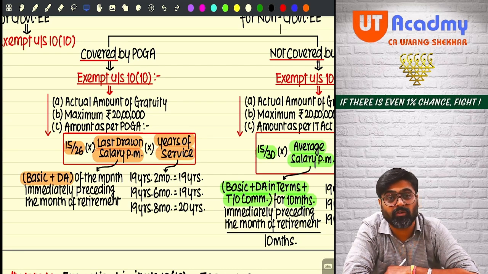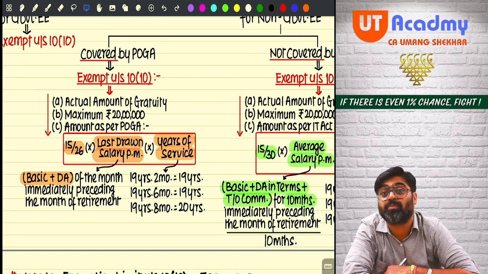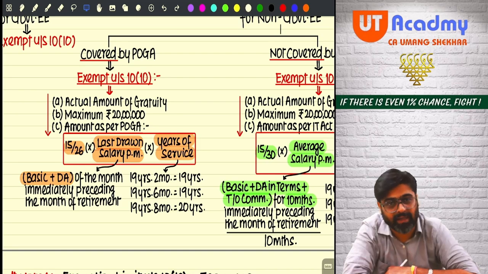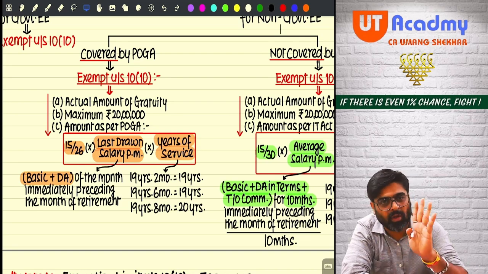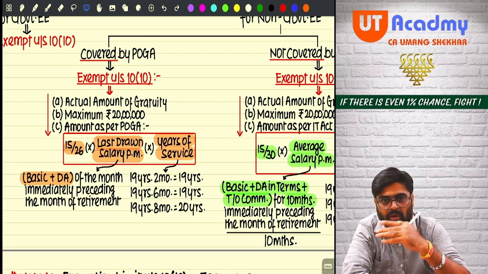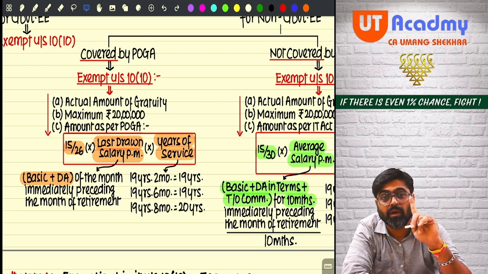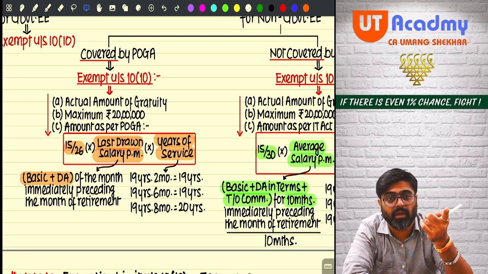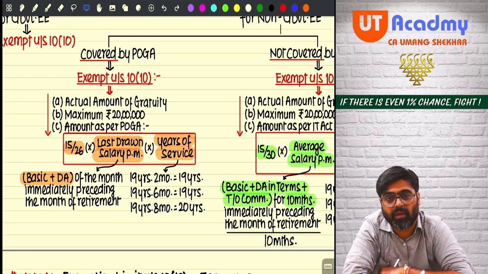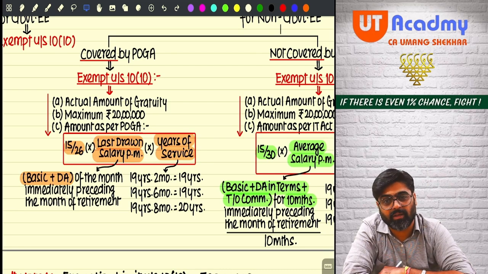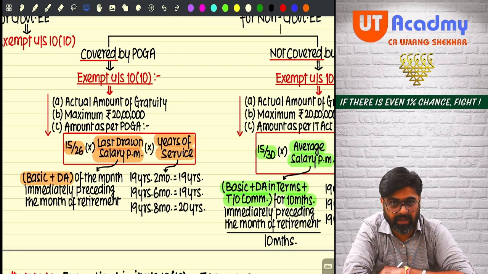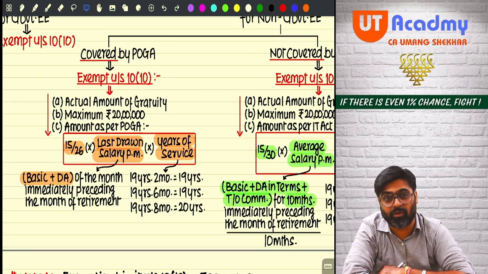Usually those employees who have spent 5 years or more in an organization are getting what? Gratuity as per POGA. Understanding? So see, government employees are not covered by POGA. If there is a non-government employee, ask that employee, are you getting death cum retirement gratuity? That employee will say yes. Why? Because you got covered in POGA, and because of that, your employer is giving you gratuity.